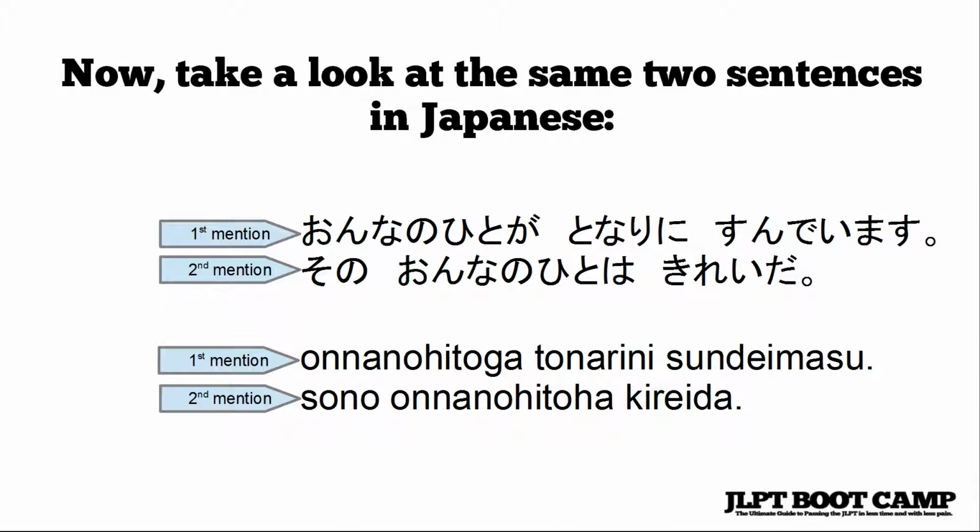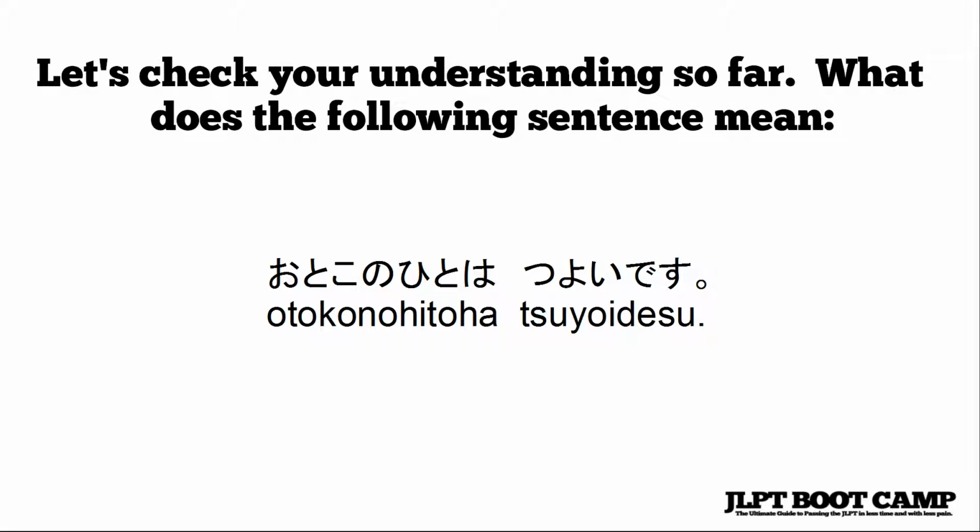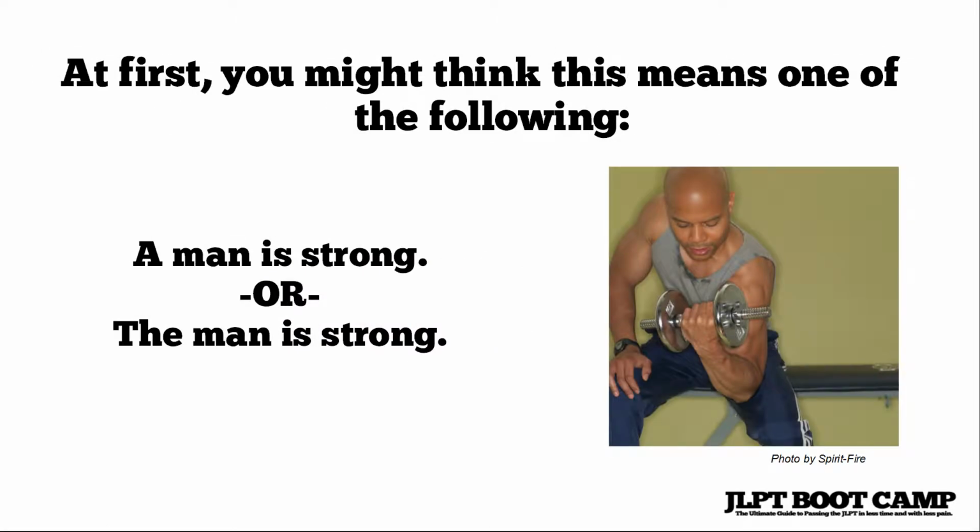So let's check your understanding so far of what we're kind of going over here. What does the following sentence mean? Otoko no hito wa tsuyoi desu. Now, at first, you might think this means one of the following. A man is strong, or the man is strong. In English, there's this concept of plural, like one man, two men. And so that concept doesn't really exist in Japanese.